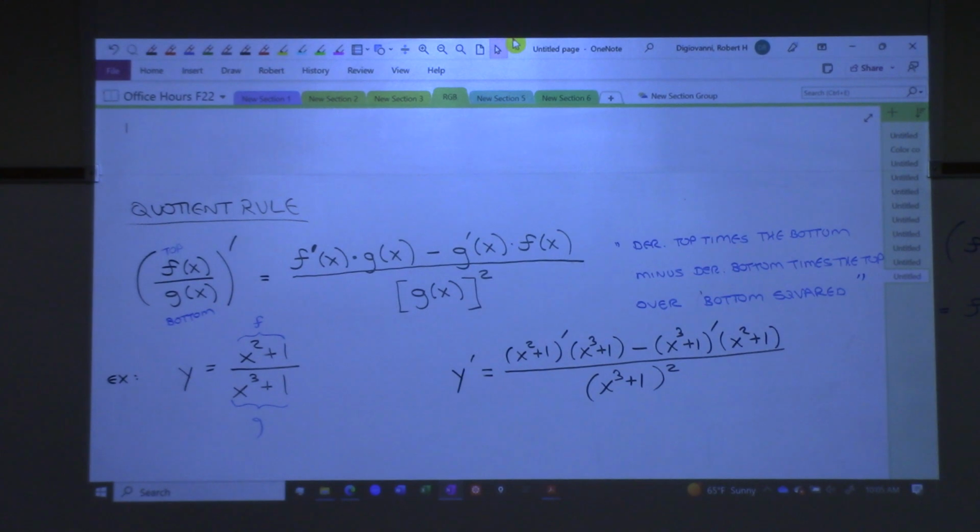Okay, thumbs up or down on Gabriella? Yes? Any objections? So is it that much of a difference from the product rule? Just the minus and then the division thing, right?